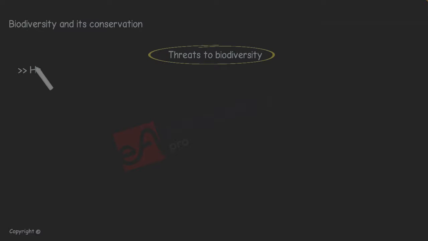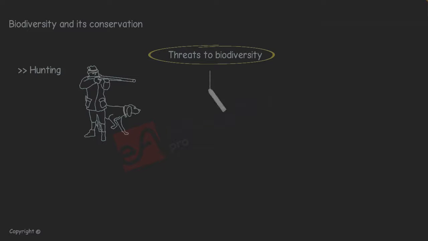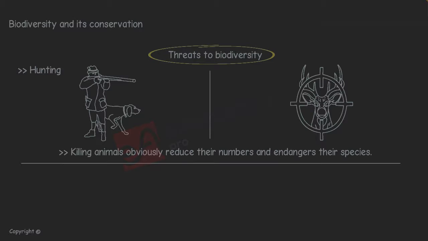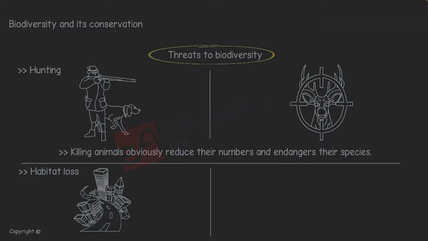Some of the major threats to biodiversity include number 1, hunting, or more specifically, overhunting. Killing animals obviously reduces their numbers and endangers their species. Habitat loss. Often habitats are demolished, for example, to make way for buildings and roads. The specific type of habitat loss is deforestation, or cutting down trees.